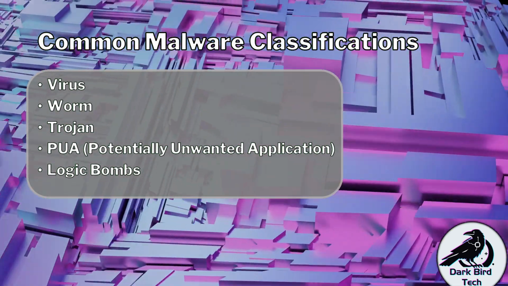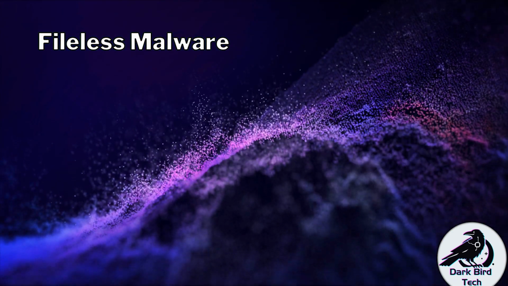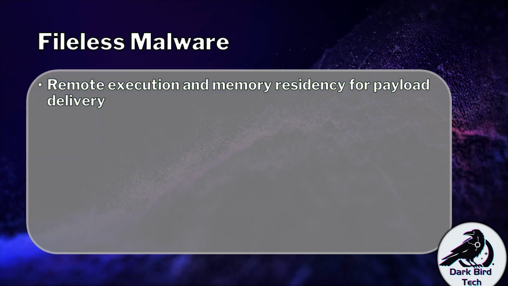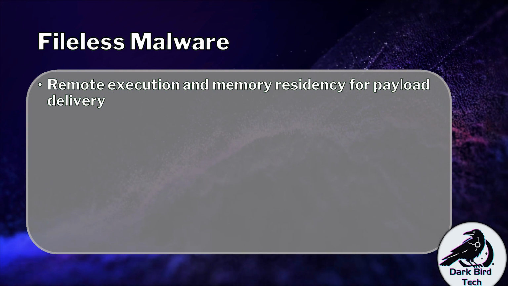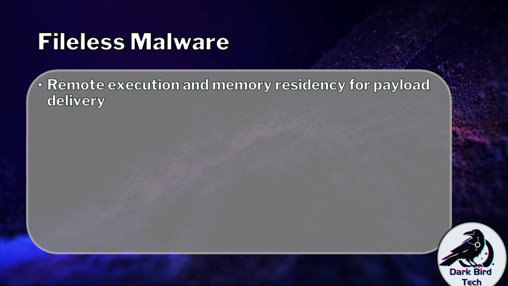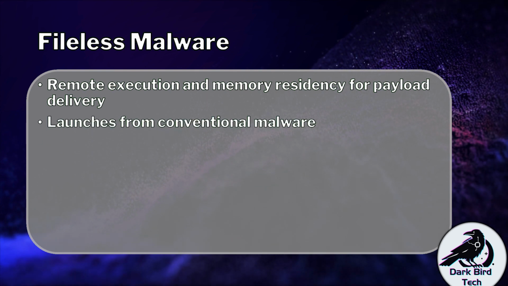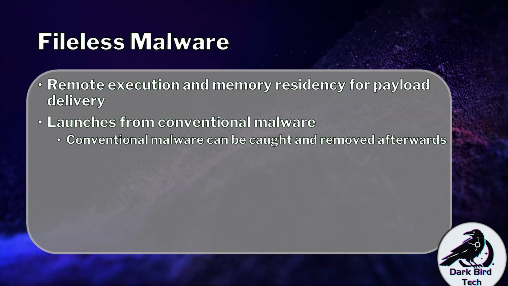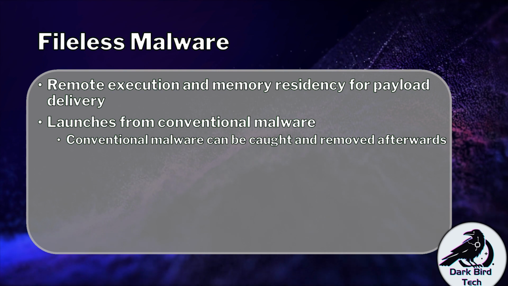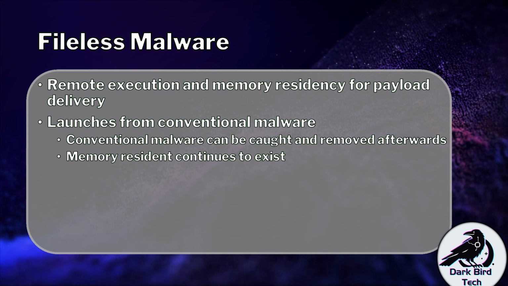But we've got a fairly new kind of malware on the horizon now, and that is fileless malware. Now, fileless malware usually is for remote execution, so that the attacker can control the malware from afar. And it normally is going to be a memory residency payload that gets delivered onto your system. Whoa, that's a heavy one. So what will happen is it's going to get launched from conventional malware. And once it is sitting in RAM, the conventional malware can be caught and removed, but the malicious payload is now sitting in your memory. And it'll stay there and continue to exist for as long as it can.